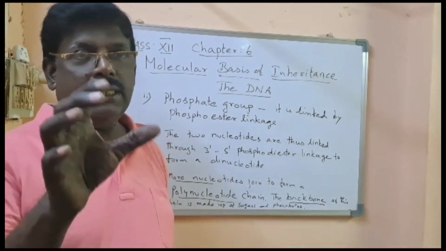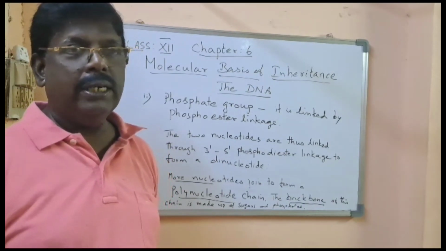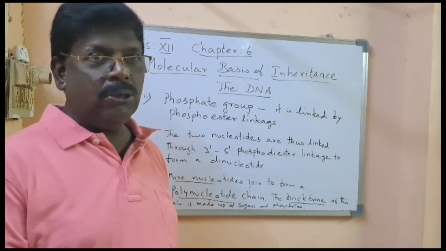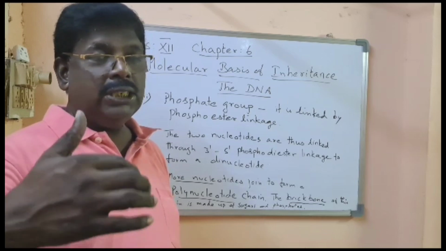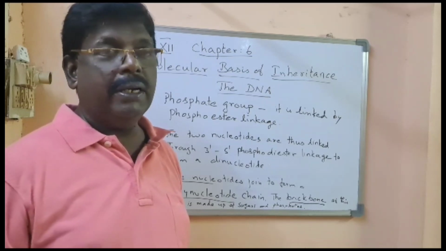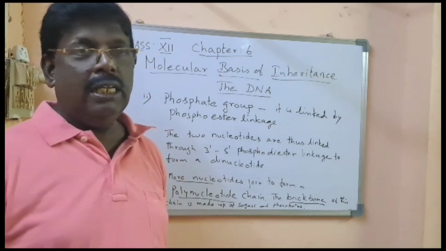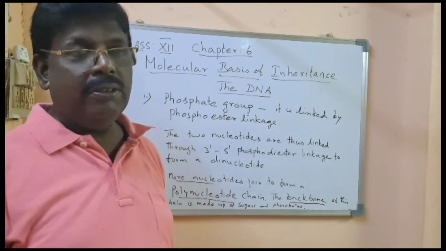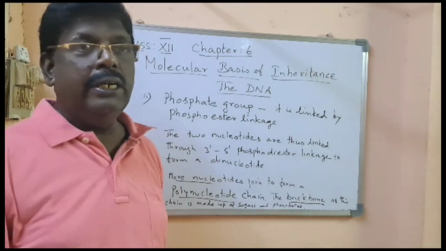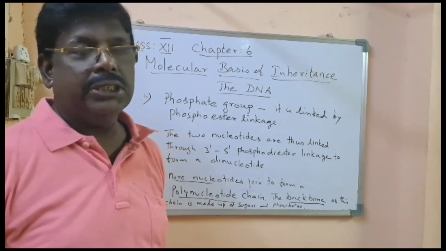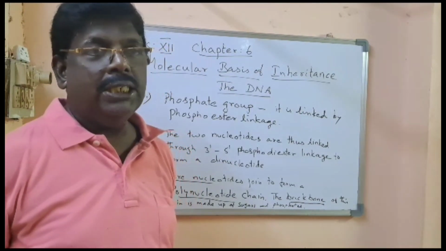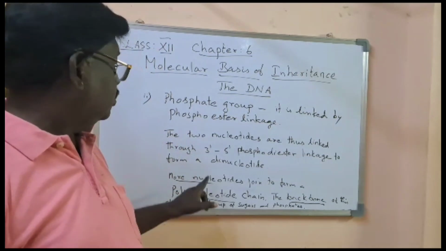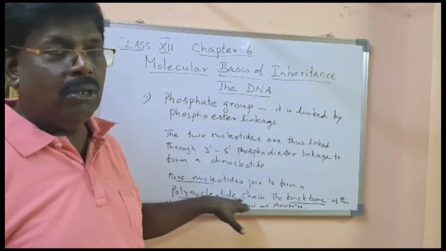When you see the DNA structure, it's a double stranded structure. So when there are just two nucleotides, it's called a dinucleotide. And when more such nucleotides join to form a long polymer, it becomes a polynucleotide chain. And the DNA is a double stranded structure. At one end it will be 3' and the other end will be 5', and similarly vice versa. It's called the antipolarity of the DNA structure. So that's what they are mentioning here. I'll tell you more about this.